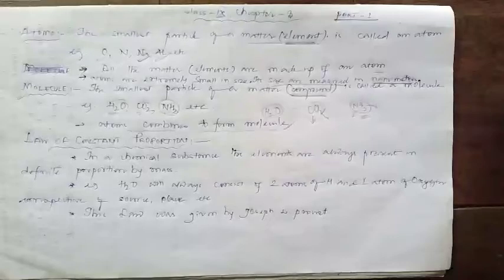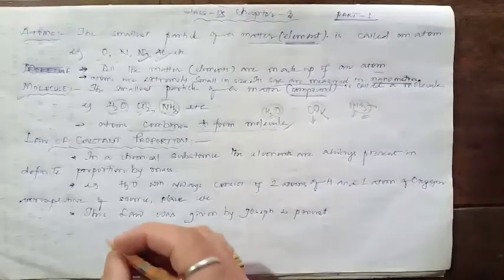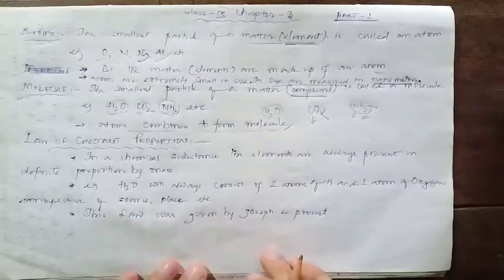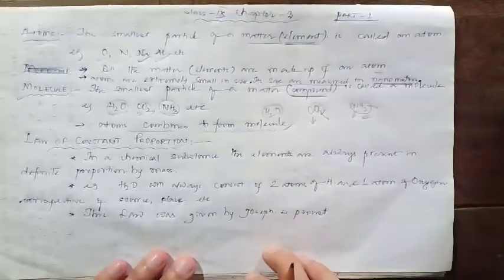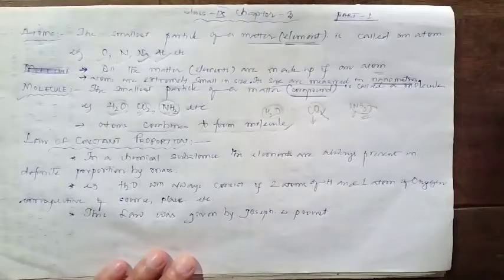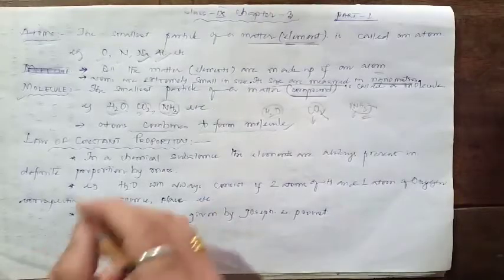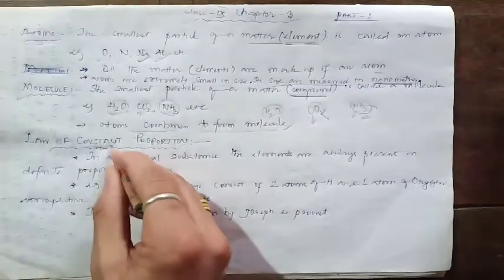Now let's move on to another topic, students. That's the law of constant proportion. Now students, this is the law explaining the composition of a compound, a pure substance. Now what does constant mean? Constant is fixed, and proportion is a quantity. So it's a law of a fixed quantity.